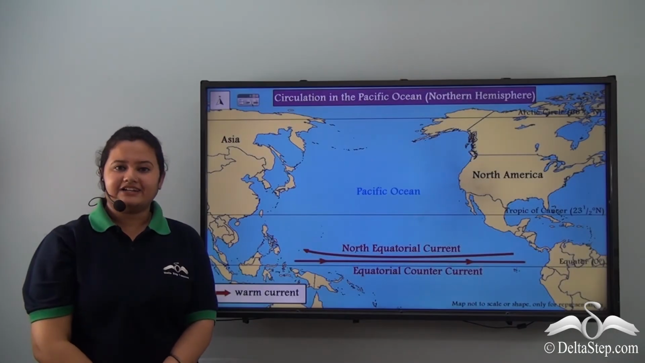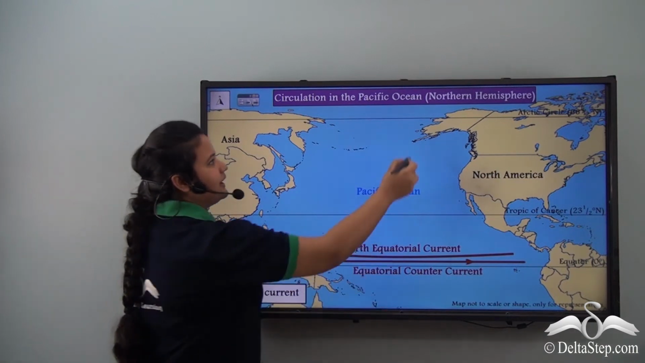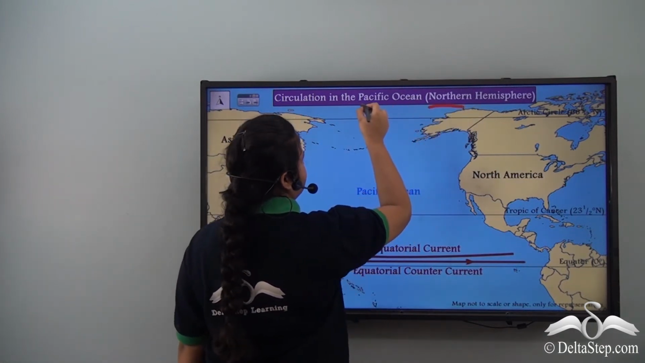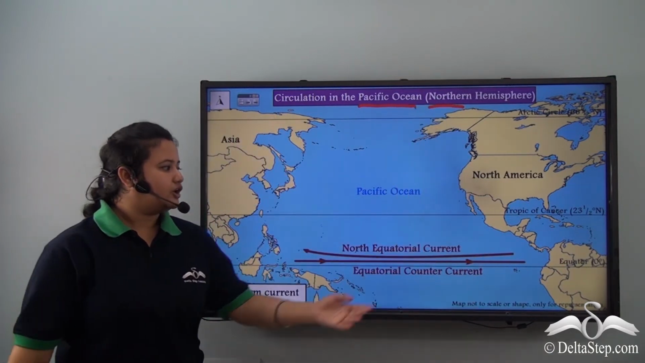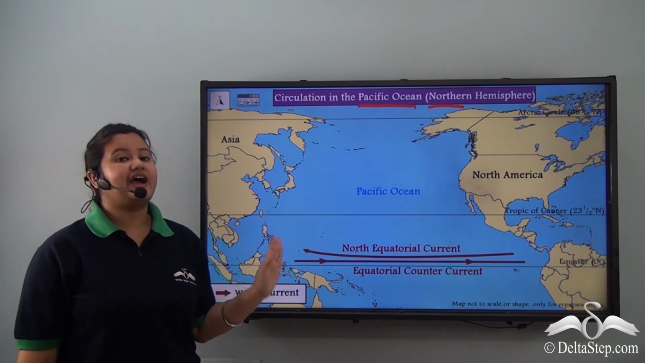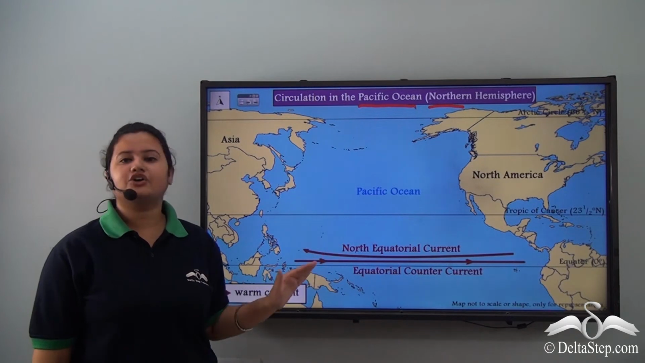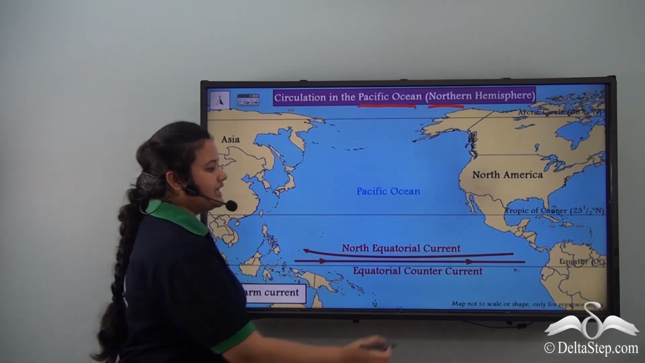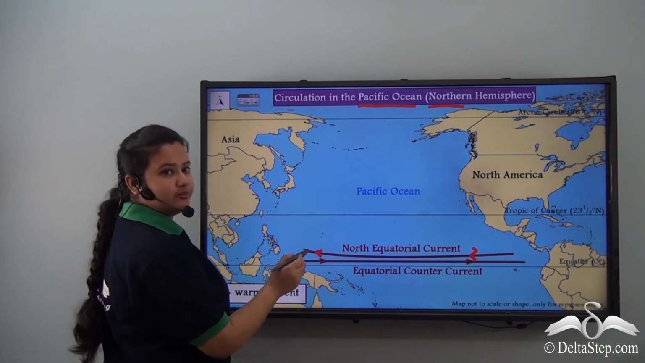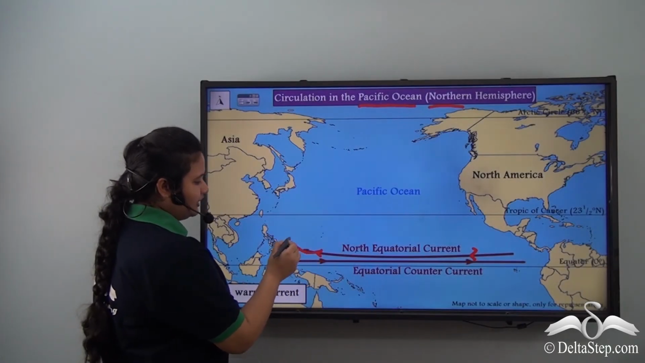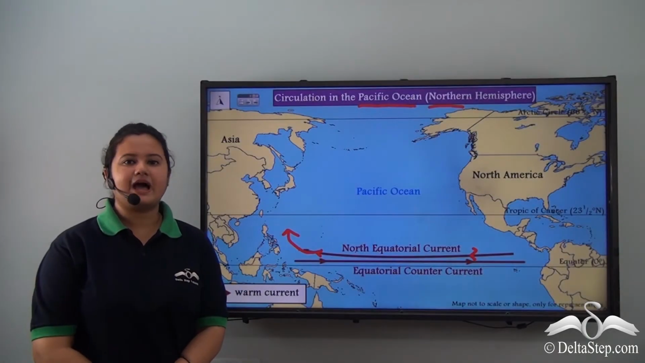Now let us understand the complete circulation of ocean currents in the northern part of the Pacific Ocean. The cycle starts with the North Equatorial current. We have already learnt about this current. This current originates in the torrid zone and flows from east to west. And from here, it deflects to the right due to the Coriolis effect. Now, we will see what happens next.